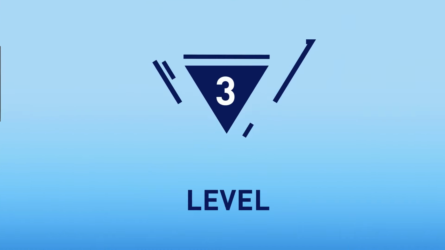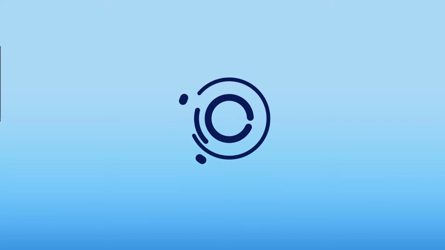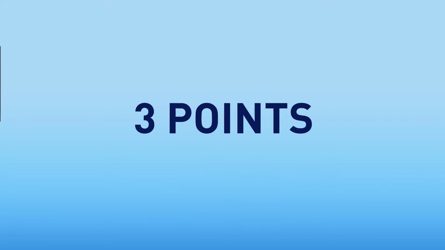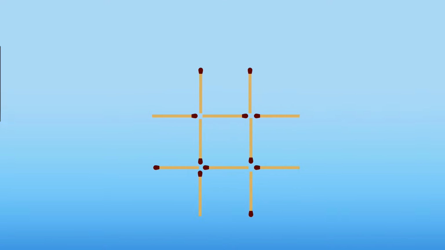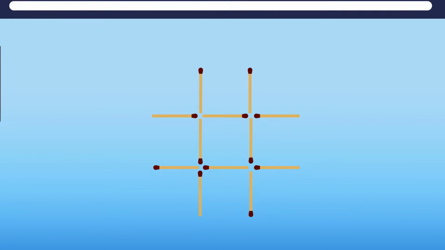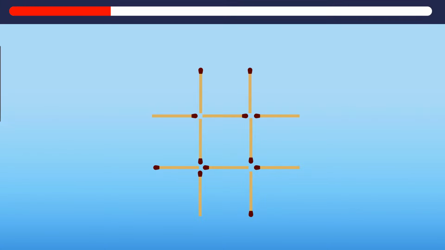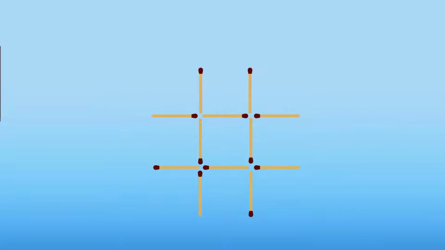Level 3. Now this is the toughest level. That's why each correct answer equals 3 points. Let's start with a matchstick puzzle. How can you arrange to get 3 equal squares? This is the way to do it correctly.